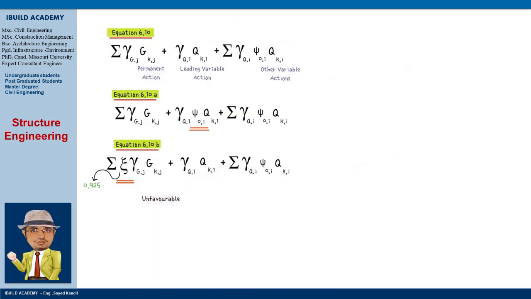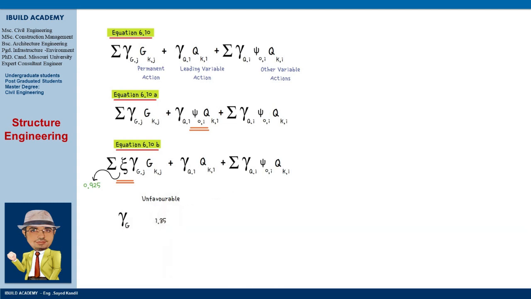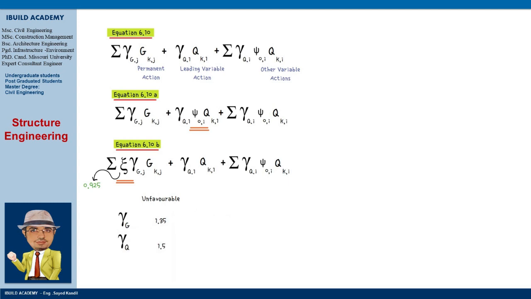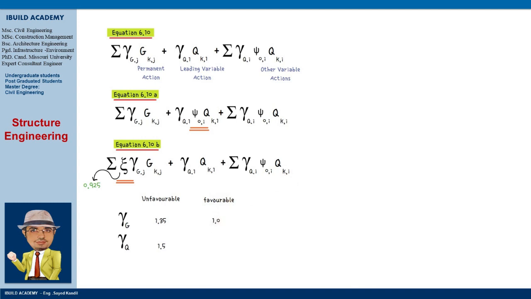For unfavorable actions, the partial safety factor for permanent actions, gamma G, is 1.35, and for variable actions gamma Q is 1.5. For favorable actions, the factor for permanent actions is 1, and for variable actions, the factor is 0.